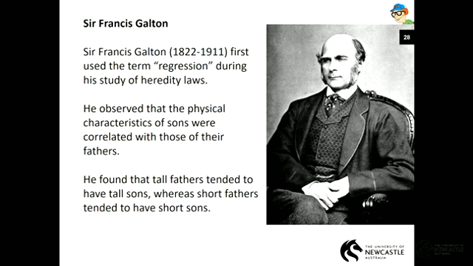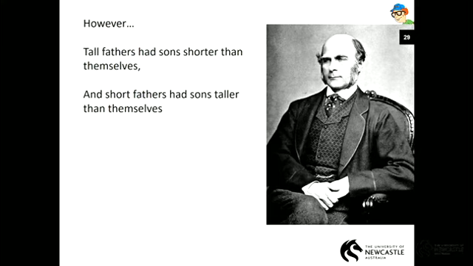He found that tall fathers tend to have tall sons, whereas short fathers tend to have short sons. Groundbreaking. But it was the next paragraph that went, okay, this is what he was actually on about. Tall fathers had sons shorter than themselves, and short fathers had sons taller than themselves. So he's saying tall fathers had tall sons that were just a bit shorter than the dad themselves, and short fathers had short sons, but the sons were often taller than themselves, which again just hurt the brain. So you're saying they're short, but they're taller. Okay.